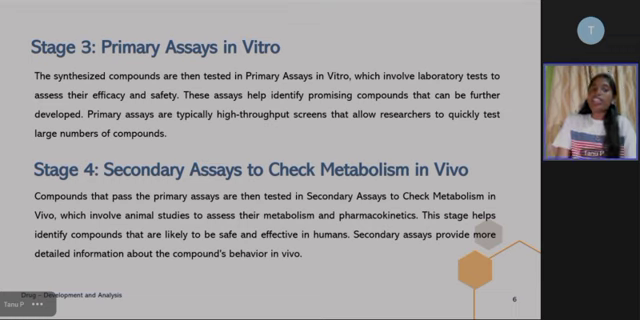Stage 4 is secondary assay to check metabolism in vivo. Compounds that pass the primary assay are then tested in secondary assay to check metabolism in vivo, which involves animal studies to assess their metabolism and pharmacokinetics. This stage helps identify compounds that are likely to be safe and effective in humans. Secondary assay provides more detailed information about the compound's behavior in vivo.